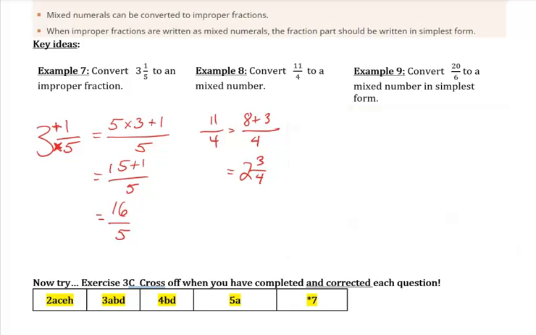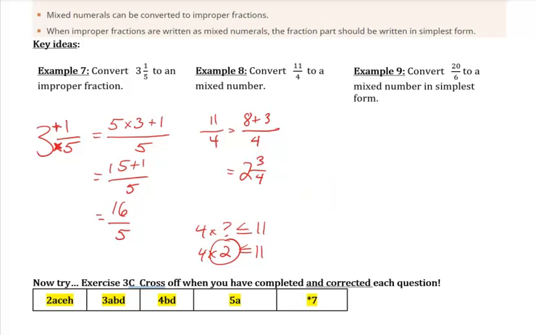Or you can say again, 4 times what will get me close to, less than or equal to 11? 4 times 3 is too big. So 4 times 2 is 8. 4 times 3 is 12. So that means that 2 is our whole number. And what's the difference between 11 and 8? That's 3, and that gives us our top number.